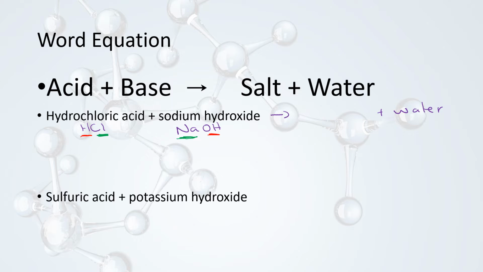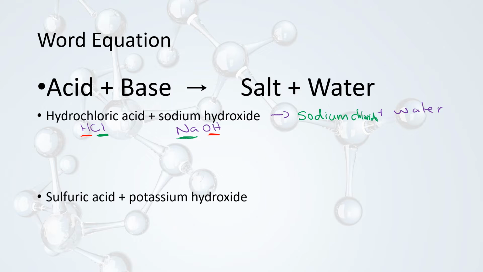Remember, you must obey normal ionic naming procedures, which means the metal ion is named before the non-metal ion. So it's sodium chloride. Let's look at the next example.